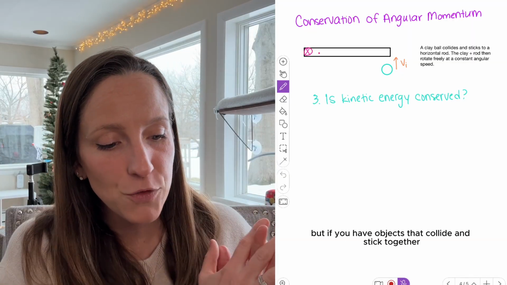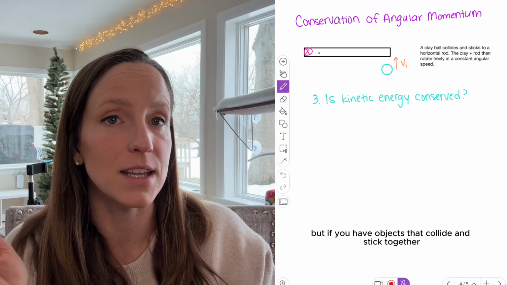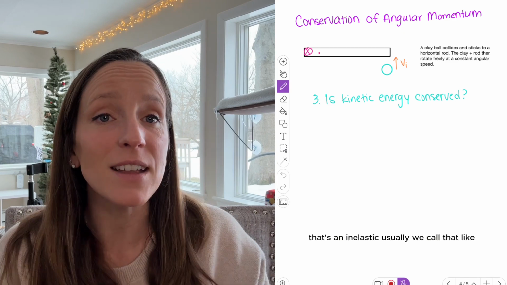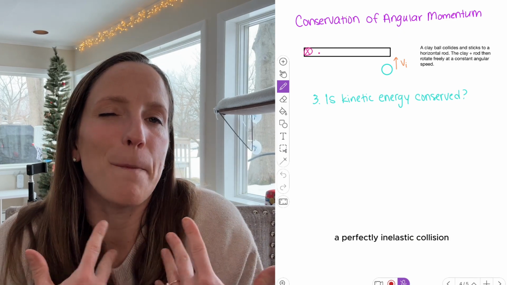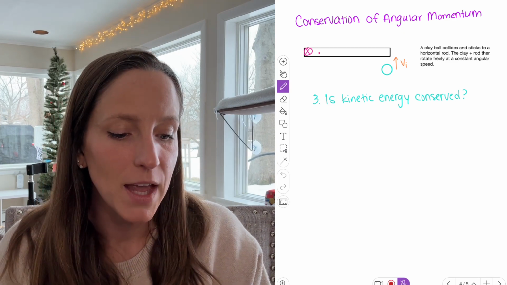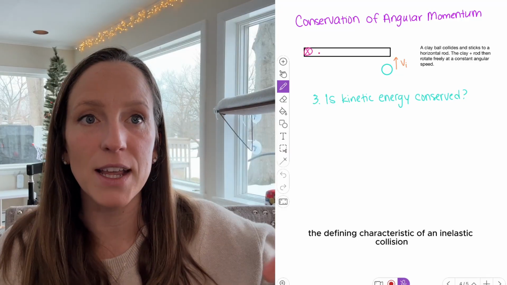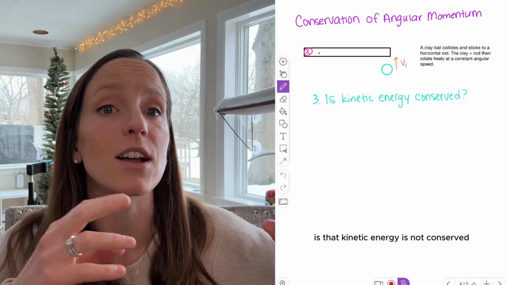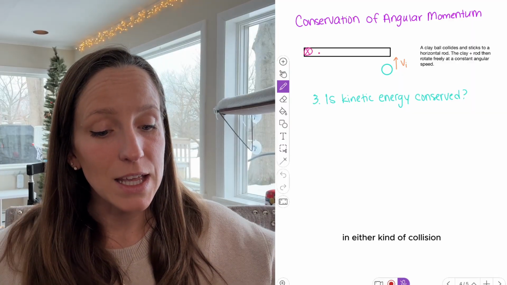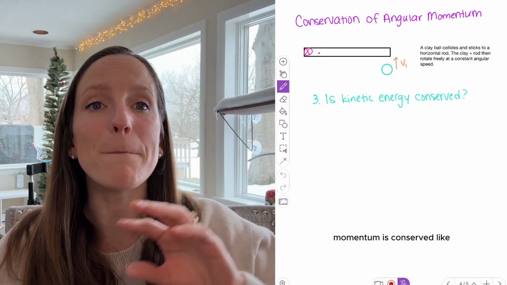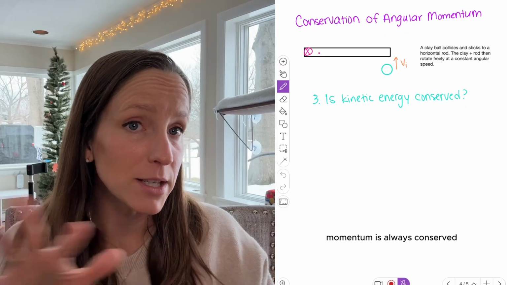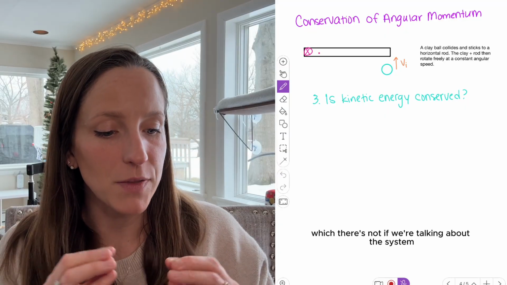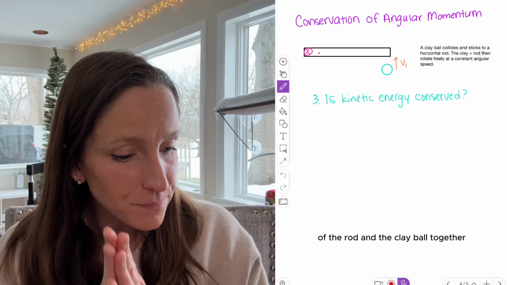But if you have objects that collide and stick together and move with the same final velocity, that's an inelastic collision. Usually we call it a perfectly inelastic collision. The defining characteristic of an inelastic collision is that kinetic energy is not conserved. In either kind of collision, momentum is conserved, unless there's a net torque, which there's not, if we're talking about the system of the rod and the clay ball together.